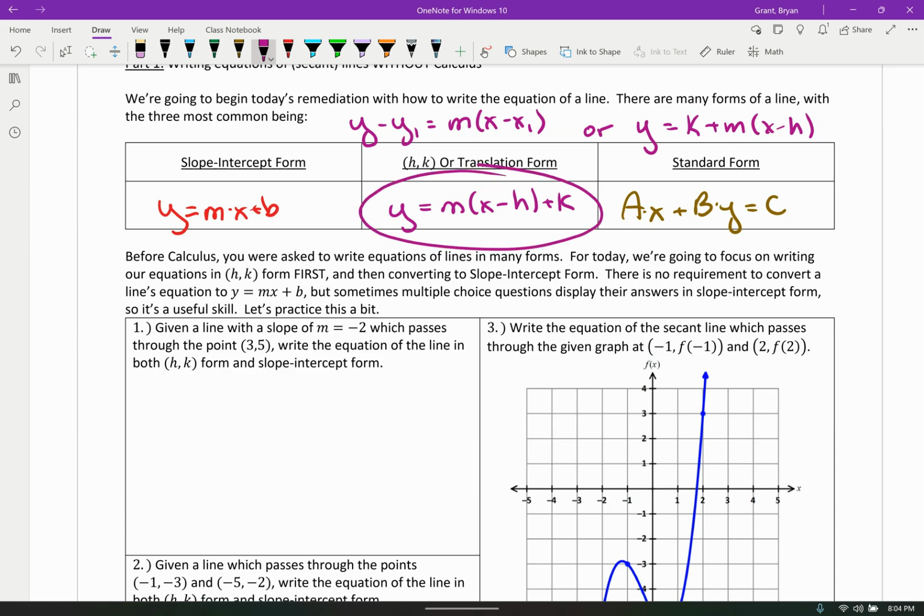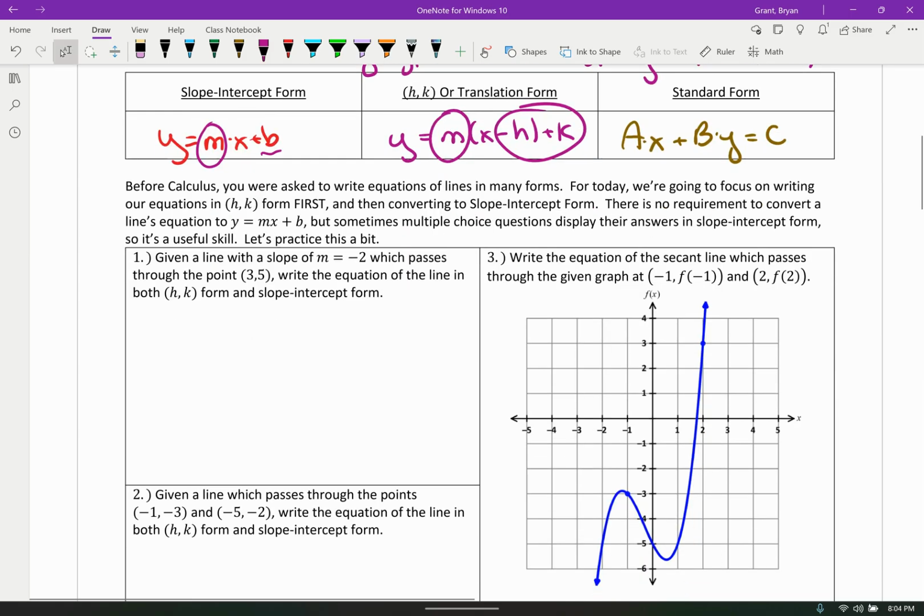I really prefer to write my equation in HK form. HK form just allows you to pick HK, which is any point on a line, and the slope, and you're done. As opposed to slope-intercept form, where it's the slope, but then b is not any point on the line. B is the y-intercept, and it's not too often that we actually have the y-intercept.